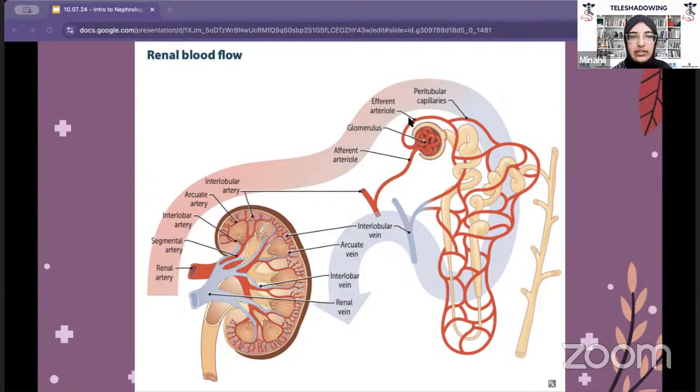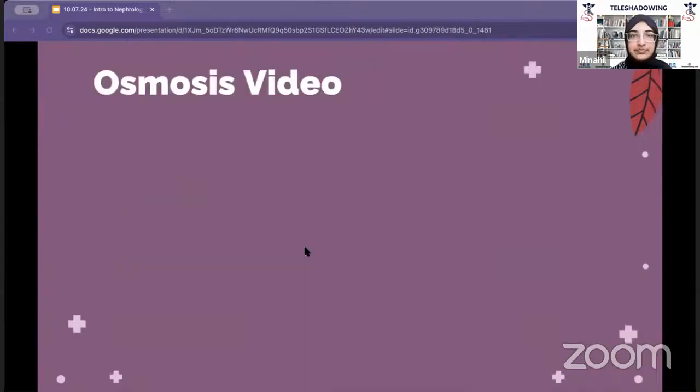This is a very precise network of blood vessels, and it's very important for efficiently filtering the blood while reabsorbing the valuable nutrients and fluids. The body should be able to tell what the waste products are and what it needs and does not need when we're drinking fluids and also filtering our blood.